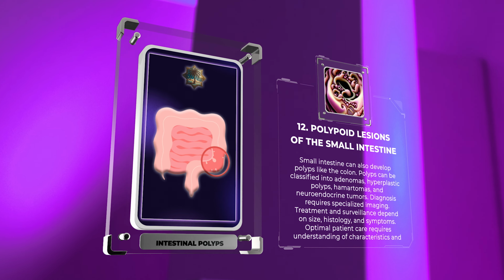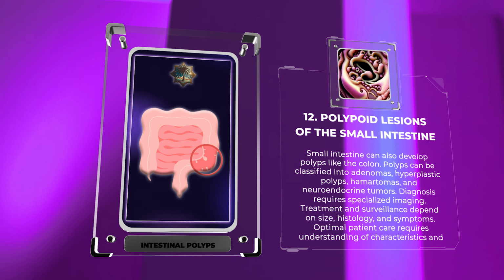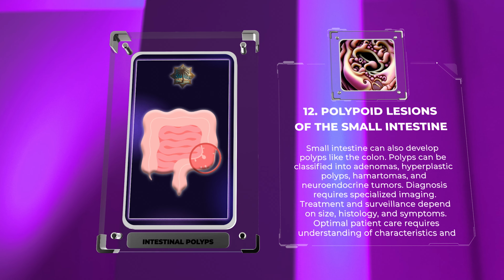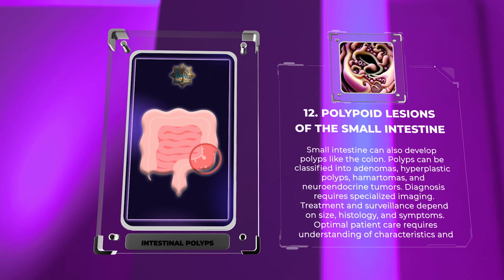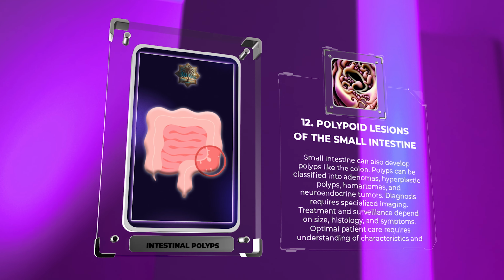Polyps can be classified into adenomas, hyperplastic polyps, hamartomas, and neuroendocrine tumors. Diagnosis requires specialized imaging. Treatment and surveillance depend on size, histology, and symptoms. Optimal patient care requires understanding of characteristics and management.